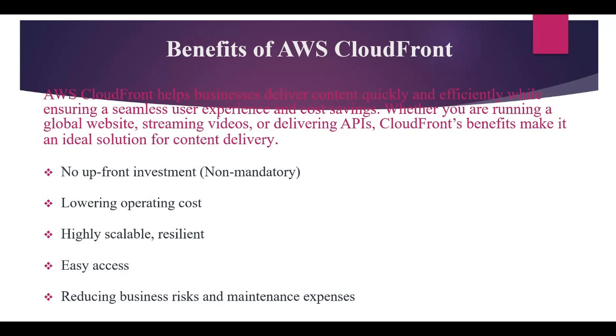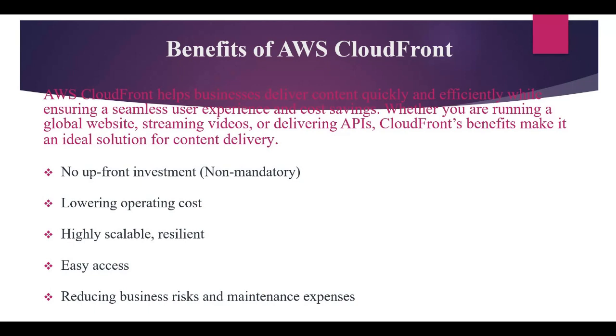The next is highly scalable and resilient. CloudFront automatically scales to handle spikes in traffic without manual intervention. So it integrates with AWS global infrastructure. It uses a network of presence across many countries to ensure the content. So how it helps means whether your traffic increases due to a sudden promotion or global event, CloudFront adapts in real time to meet the demand. It's highly resilient and scalable.